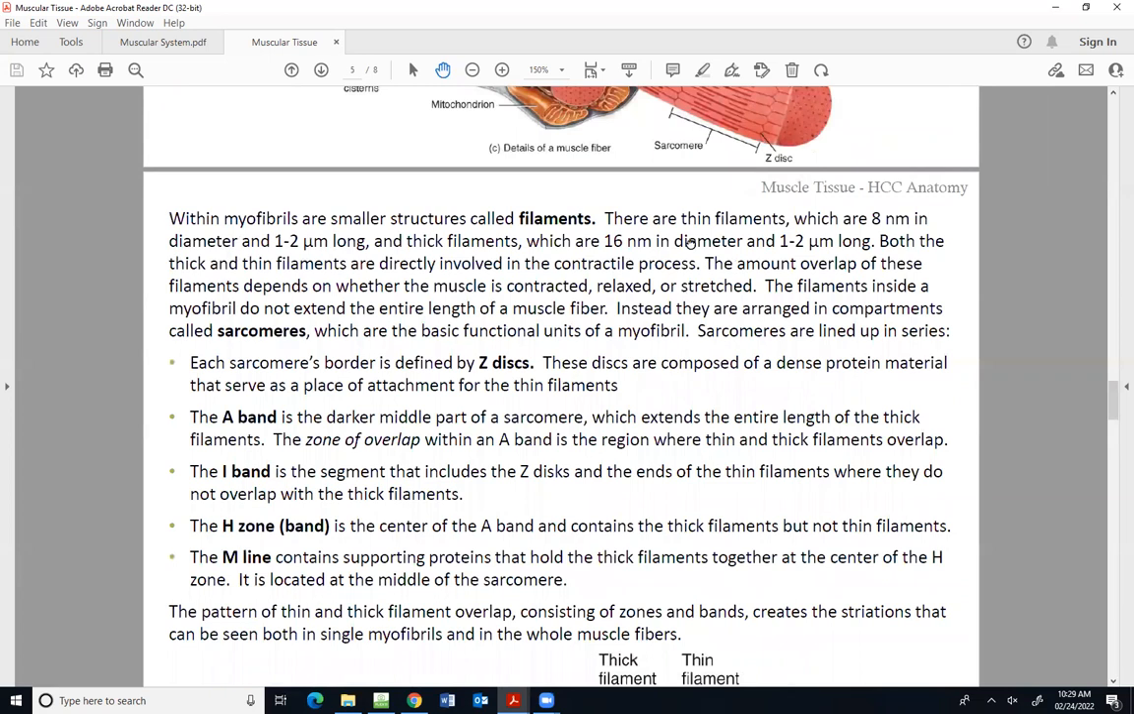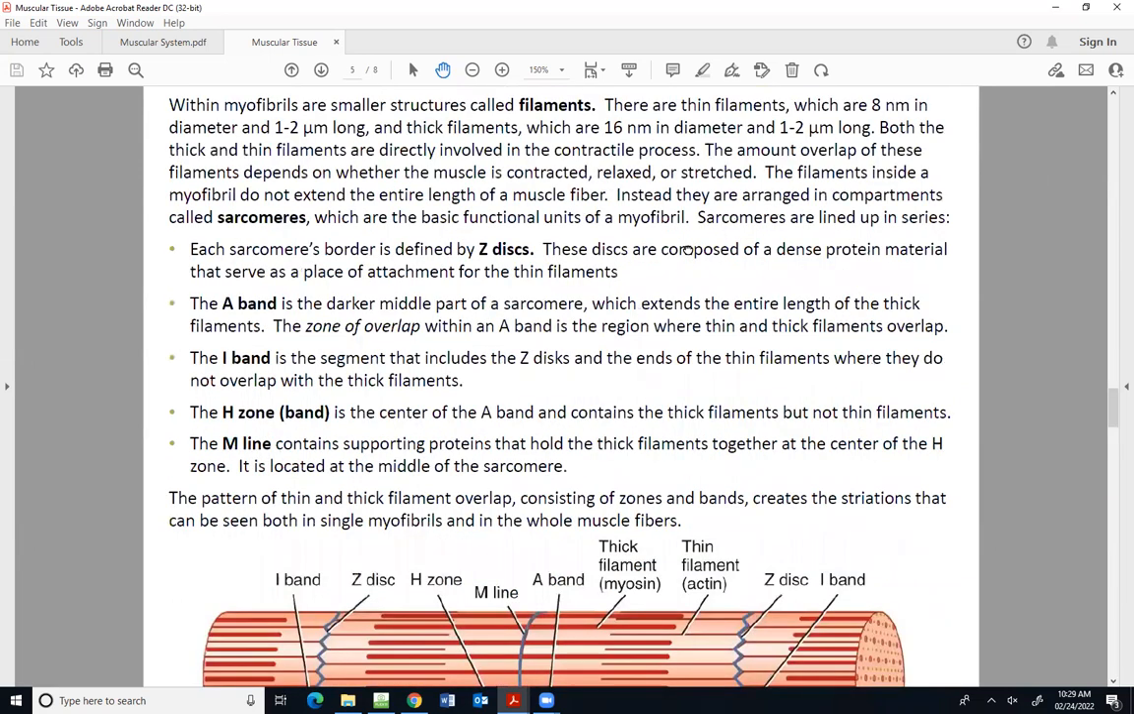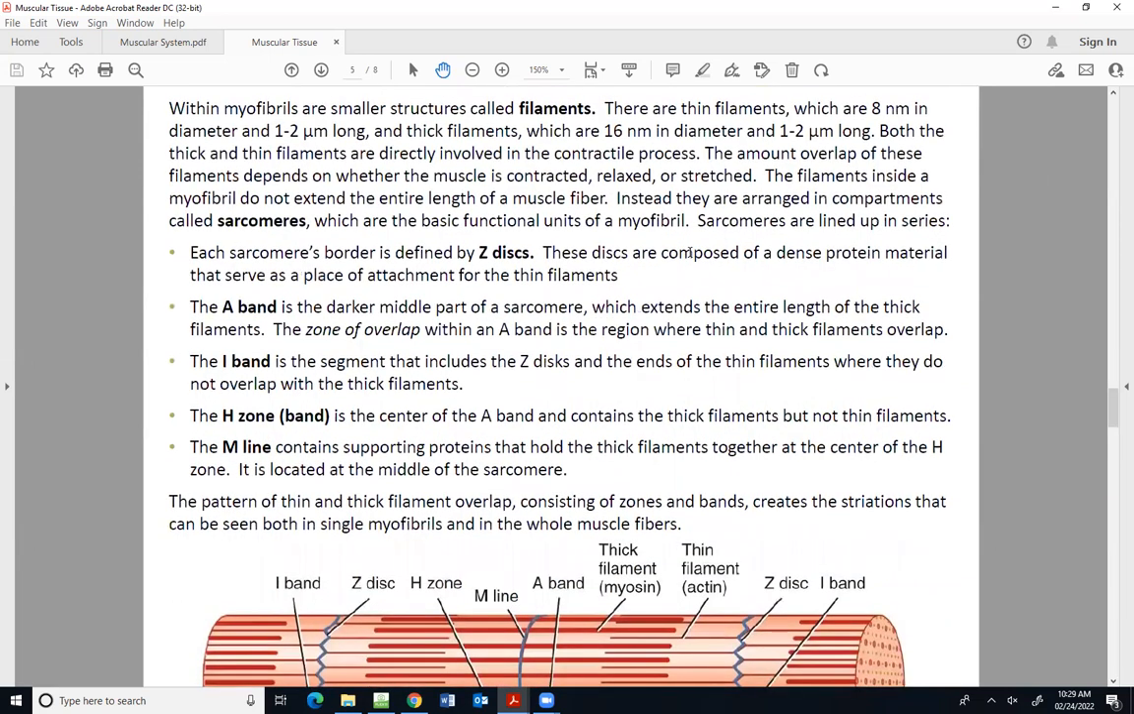So let's read through and explain what sarcomeres and filaments are. Within myofibers are smaller structures called filaments. The two major filaments are the thick and thin, named because one's thicker than the other. Simple as that. The thin filaments are about 8 nanometers in diameter.